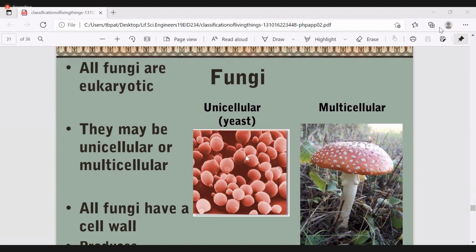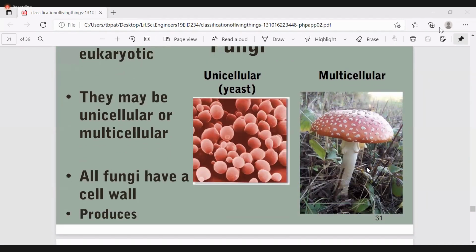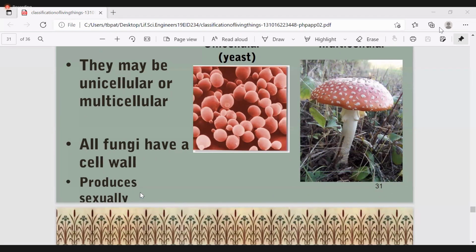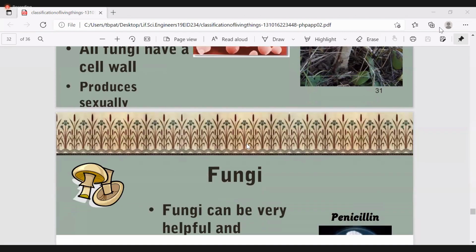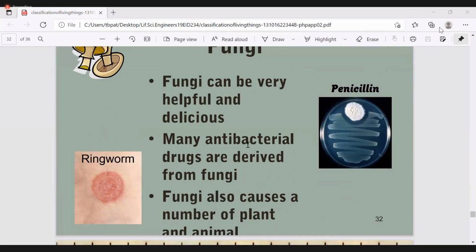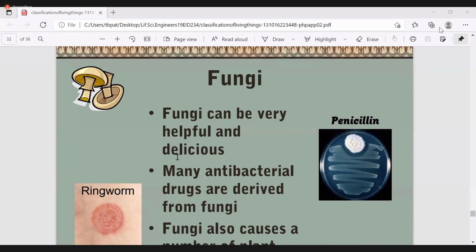It is the yeast. Yeast leads to fermentation, the baking industry, the foods and beverages industry, the bakeries. Yeast may be unicellular or multicellular, and some fungi are also multicellular. Some fungi, mushrooms, we know are edible. Fungi have a cell wall and reproduce sexually. These are the characteristics of fungi. Fungi can be very helpful and delicious. Mushrooms are very tasty, very much delicious.